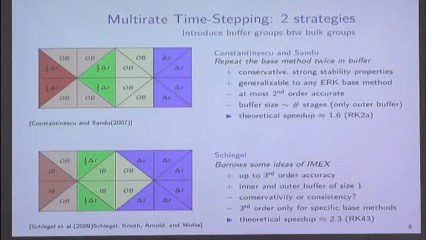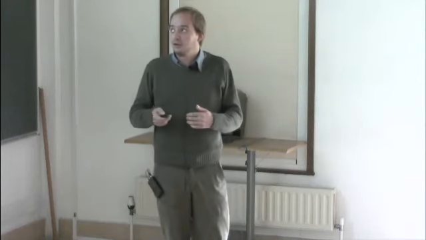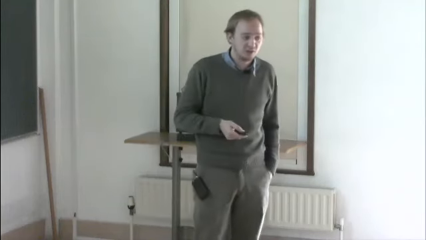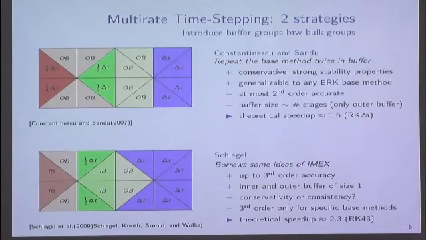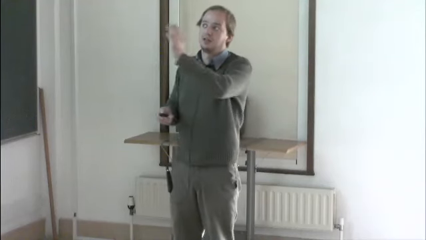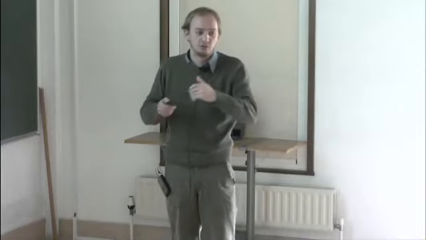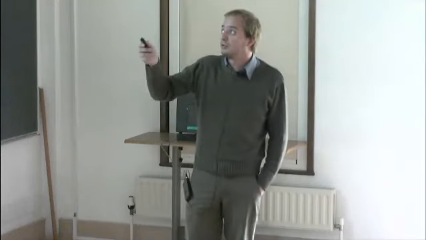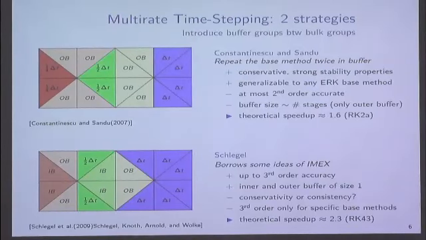The buffer groups always need to be of the same size as the number of stages that you have in your base method, because it is only from S connected elements away that another element will not influence the next element. So if you repeat twice the base method, there will be no influence on the next layer of elements, and there you can use again the same standard explicit Runge-Kutta method. Here, for example, the theoretical speedup will be only 1.6 with the RK2A method.